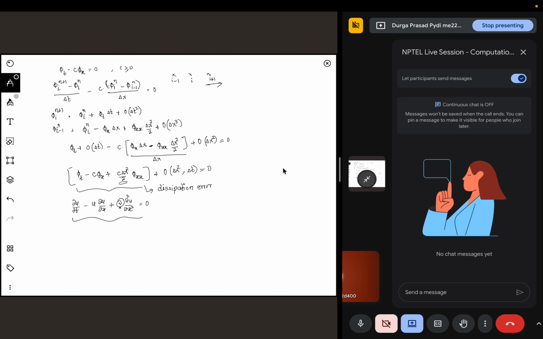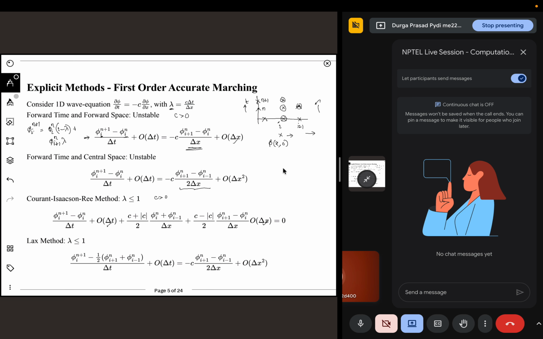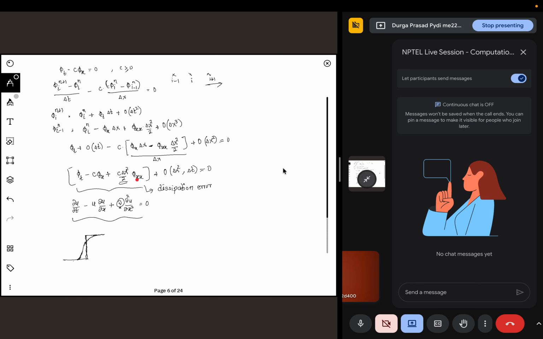So instead of having something sharp, say this is what you are expecting, really we'll have some continuous function, we will not have a sudden step change anywhere. But when we use a discretization like this, it will cause some dissipation, so it will cause some mixing here and here, and it will kind of smoothen out. So this is called the dissipation error. And that is happening because we have this phi_xx term here.